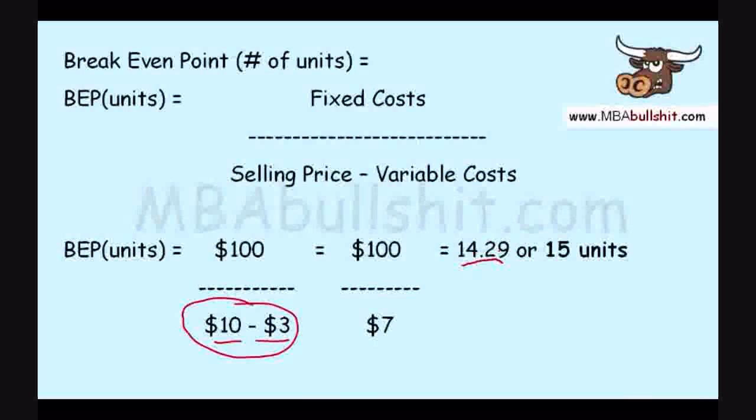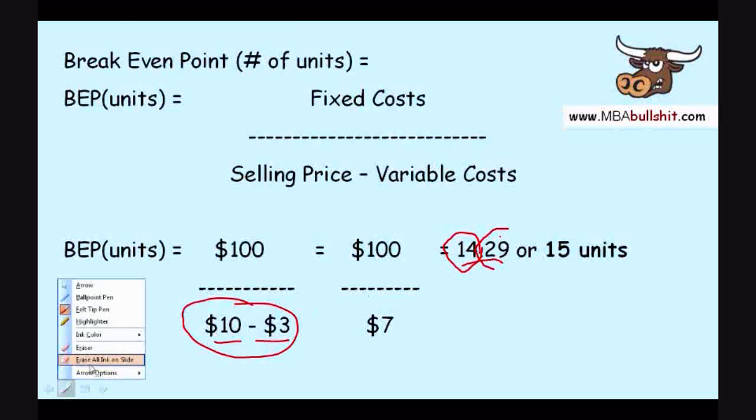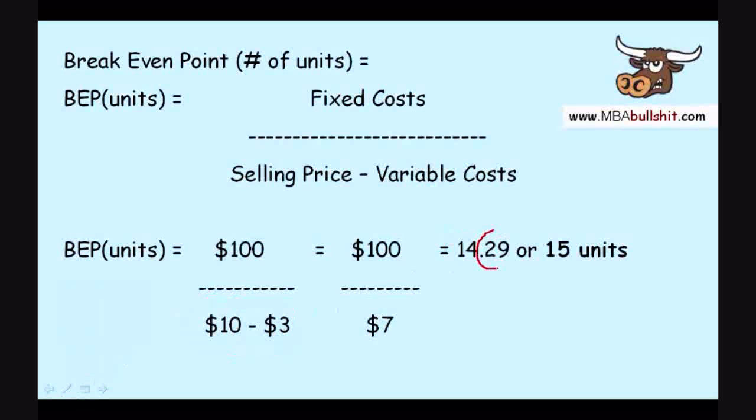However, remember that you cannot sell part of the watch. You can sell 14 watches, but that's not enough. So you need to sell an additional 0.29 watches. But obviously, you cannot sell 0.29 watches. You sell 1 watch or 2 watches or 3 watches. So therefore, you must round it off to the higher number of 15 units.